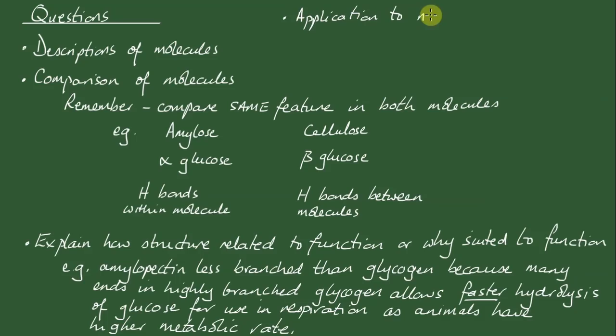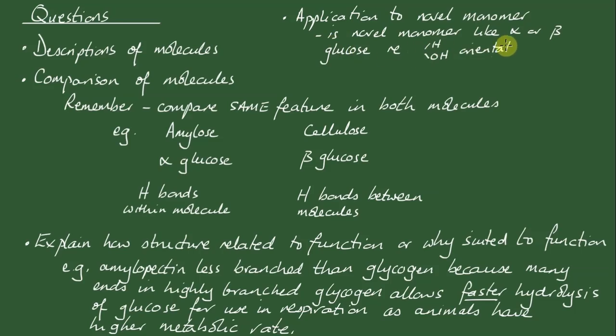And that's because glycogen, because of its highly branched form, allows much faster hydrolysis in animals which have a higher metabolic rate. And finally, you might be asked to apply, you might be given the diagram of a novel monomer that you've never come across, and you might be asked to suggest what kind of polymer it forms. And my advice would be to look at the orientation of the hydroxyl groups, whether it's like alpha glucose or beta glucose, and then go from there as to what kind of polymer it would form.